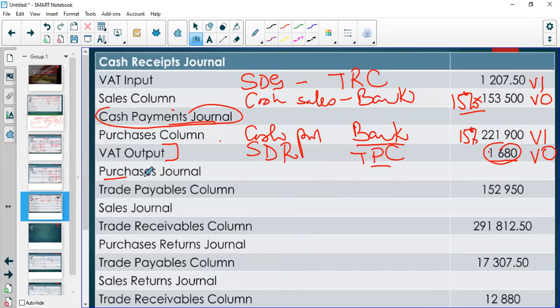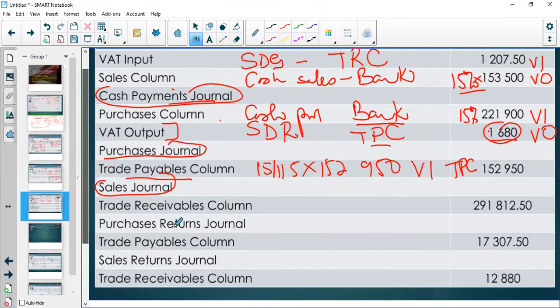Right, so under the purchases journal, right, you remember that the trade payables column is inclusive of VAT. So your VAT will be 15 over 115 multiplied by 152,950, because that's inclusive. So this is going to be VAT input, and the description is going to be trade payables control. Right. In the sales journal, the trade receivables column is inclusive as well. Right.